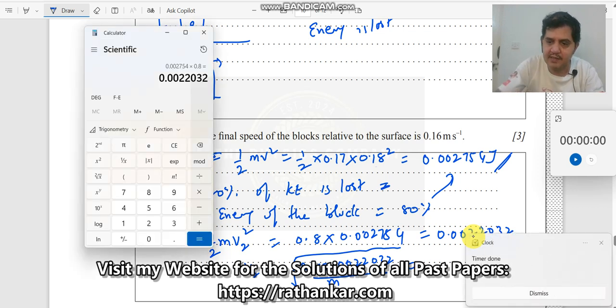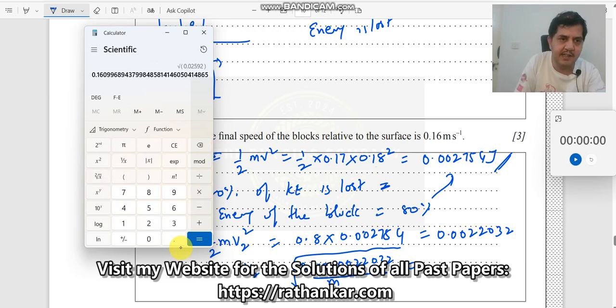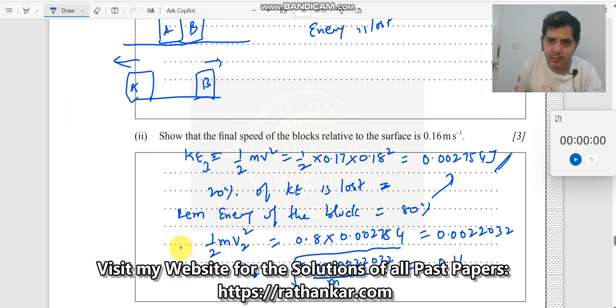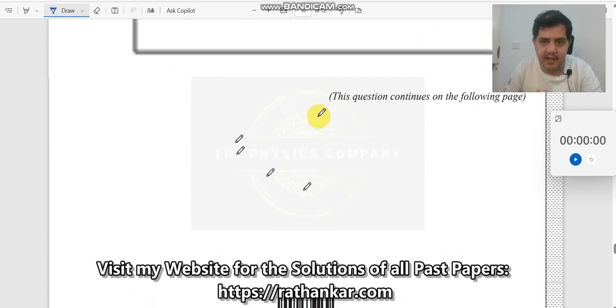So I get the answer as, oh, time is already up. Anyway, we'll do it. Multiplied by 2, divided by, what is the mass? 0.17. So when I do this, I get the answer 0.2592. Take the square root of this, I get the answer 0.16 meter per second, right? So we arrived at the final answer. Okay, next, that's it. I think this is the end of this particular problem.